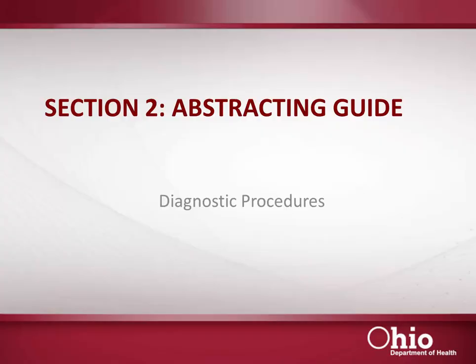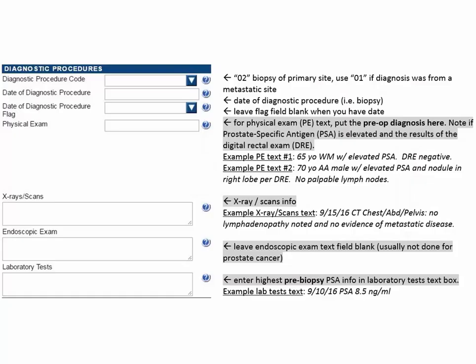Next section of the form is on diagnostic procedures. The 2 most common diagnostic procedure codes are 02, when biopsy is done on a prostate to diagnose or confirm cancer, and 01, when a diagnosis is done from sampling a metastatic site, such as a lymph node. As mentioned before, date is in year, month, day, and corresponding flag is blank when you have a date.